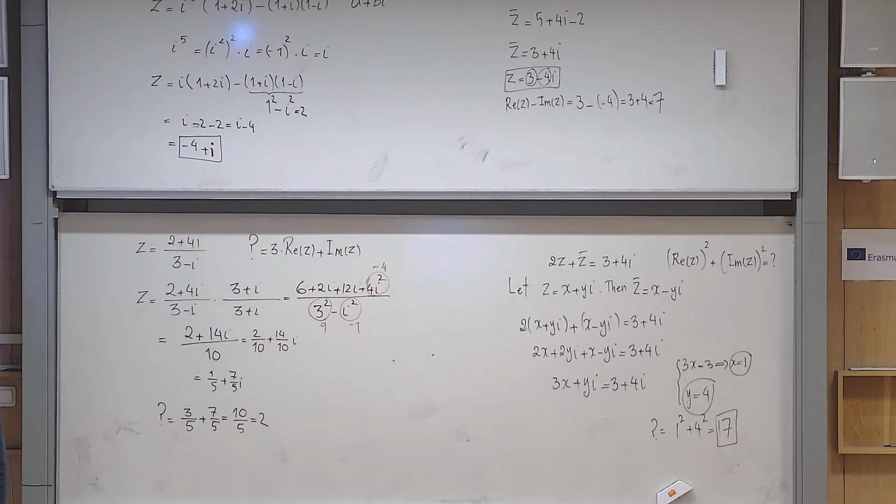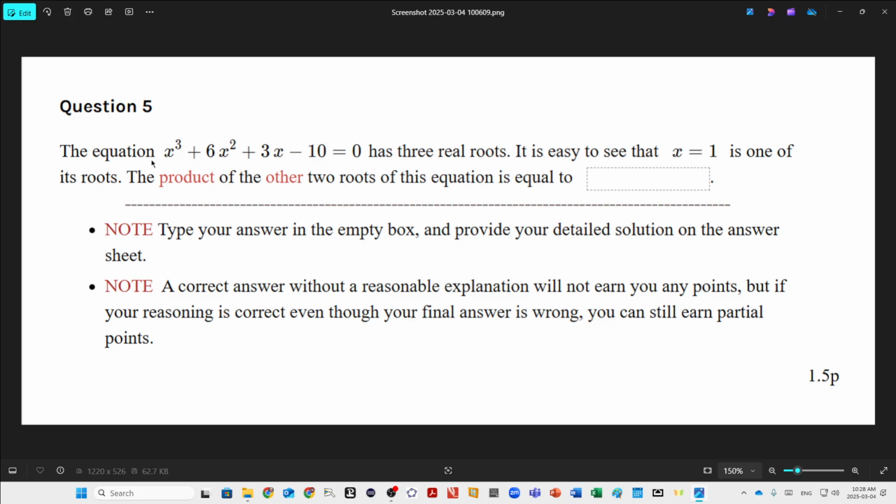Okay, so now let us go to the next problem. The equation x to the power of 3 plus 6x squared plus 3x minus 10 has 3 real roots. This is given to you as a piece of information. It is easy to see that x equals 1 is one of its roots. So I haven't asked you to check it out. Of course, if you want, you can replace x with 1 and see that it works. Yes, 1 plus 6 plus 3 is 10, minus 10 is 0. So that's correct. But I have written in red, yes, I need the product of the other 2 roots of this equation.